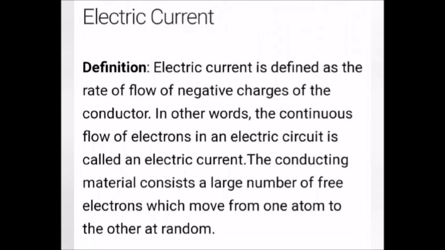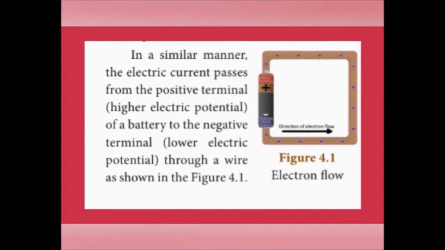The conducting material consists of a large number of free electrons which move from one atom to another at random. Just like the flow of air from a region of high pressure to a region of lower pressure, the current also passes from high electric potential to low electric potential, that is, from the positive terminal to the negative terminal. The positive terminal has higher electric potential and the negative has lower electric potential. So, current always passes from positive to negative.